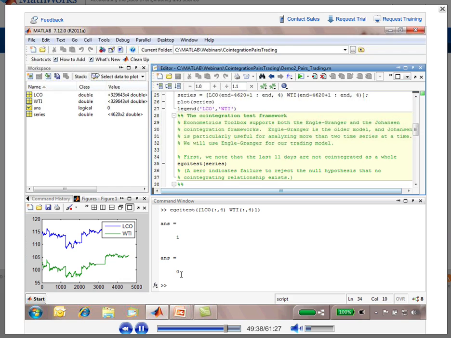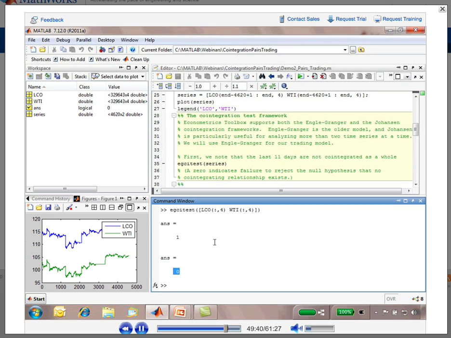So we go ahead and test. The Engle-Granger test comes back and says it's 0, and that 0 rejects the null hypothesis that there are no co-integration relationships. So it says that they are no longer co-integrated over the past 11 days. If you're looking to develop a trading strategy on this, you'd have to assume that they are going to revert back to a similar behavior as before 2011.